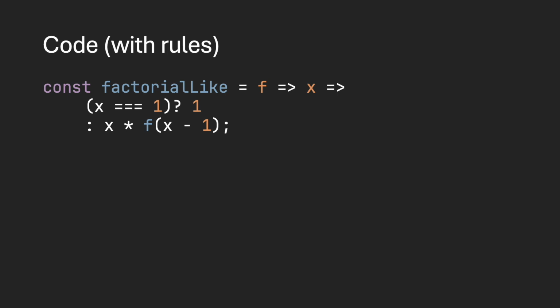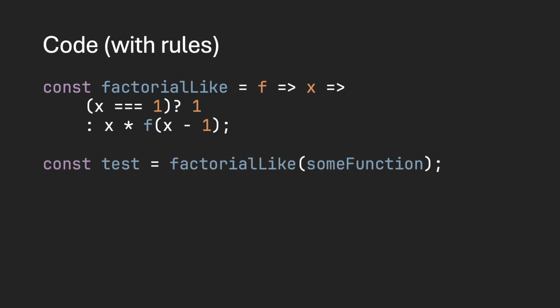We can add a factorial-like function that takes in two parameters, a function f and our value x, and in the recursive case, we apply f to x minus 1 instead of the function itself. One thing we could try from here is trying to run factorial-like with some function passed in. By some function, I really mean any function. We can have a function that squares a number. We can even have a function that does absolutely nothing. In fact, for the sake of example, let's use this function.